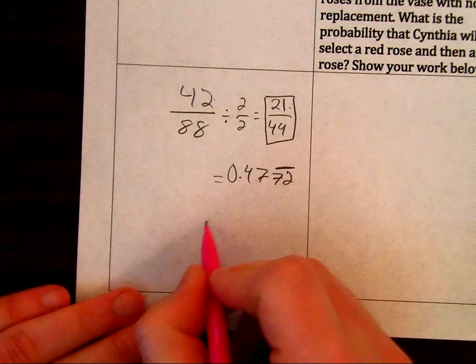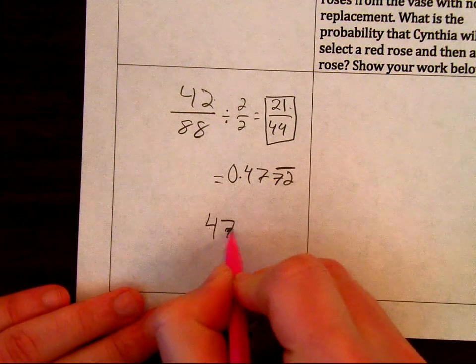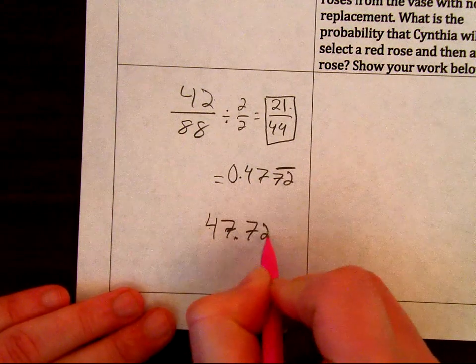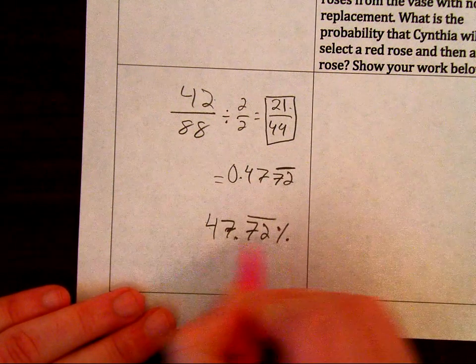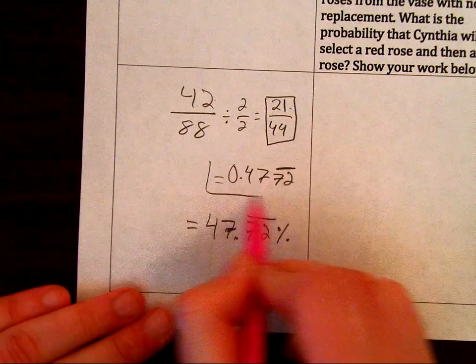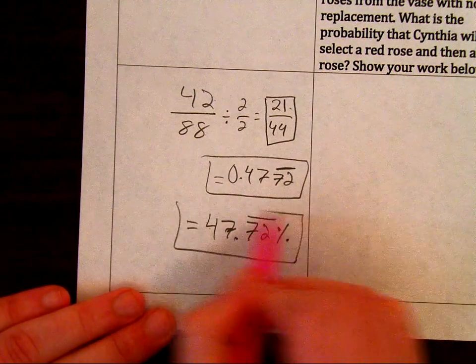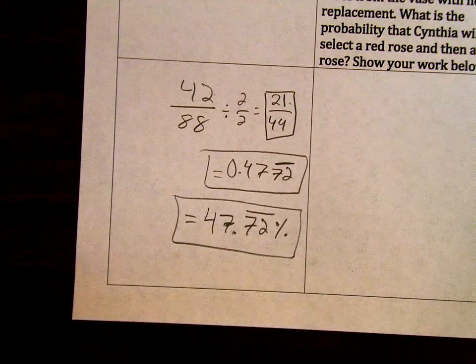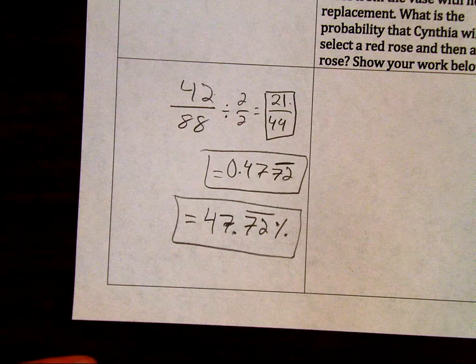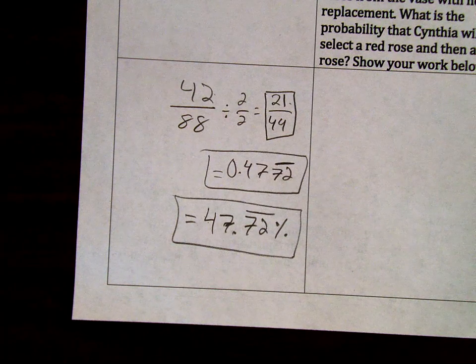So we're going to say this is going to be about 47 and then 0.72 repeating percent. Again, these are all equal to each other, so make sure that you are saying just that. Super, super, super simple, and you are done.